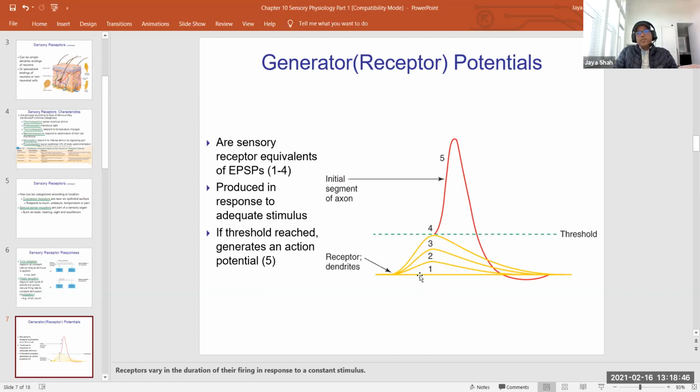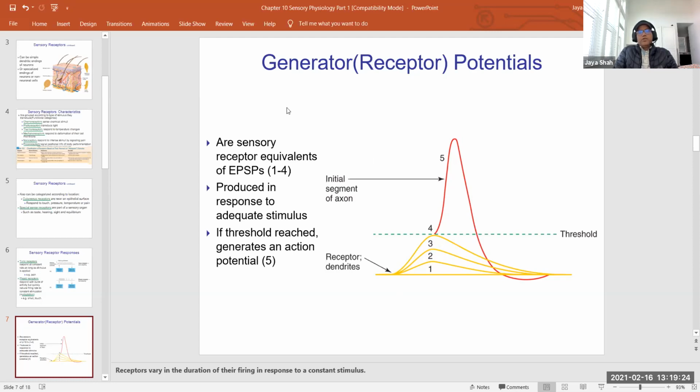So when you give stimulus 1, it is not reaching the threshold. Then you give a stronger stimulus 2, stimulus 3, stimulus 4. And when stimulus 4 reaches the threshold, then what happens? It depolarizes. Once you reach the threshold, a lot of sodium channels open, and that gives the initial segment of the action potential. That is the action potential of the generator potential because they are generated in the dendrites of the receptors.